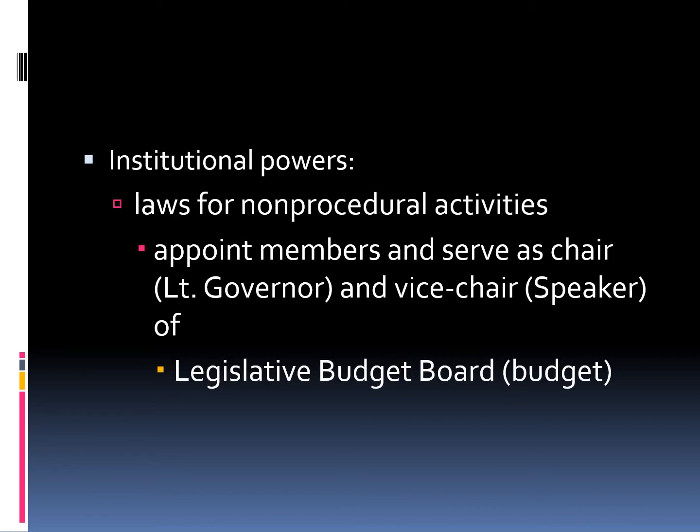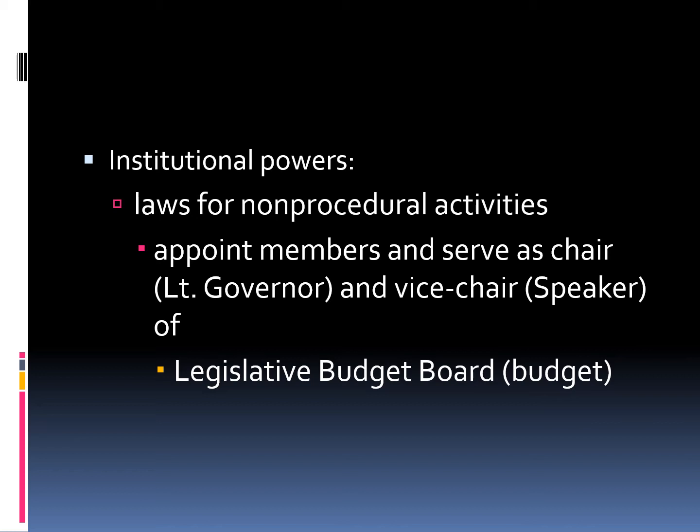Then the institutional powers, these are non-procedural activities. And so there are four different quasi-governmental institutions that help the legislature. I'll talk about these more when I talk about the institutional tools of leadership, but briefly, it's the lieutenant governor and the speaker of the house. The lieutenant governor serves as chair, the speaker serves as vice chair, and they are responsible for selecting who's going to be serving on different committees for these institutions, these quasi-governmental organizations.